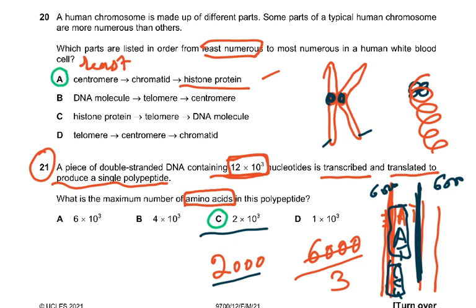A piece of double-stranded DNA containing 12 into 10 raised to the power 3 nucleotides is transcribed and translated to produce a single polypeptide or a protein. What is the maximum number of amino acids? So please understand, this was a difficult question, but I'm sure you could have figured it out.